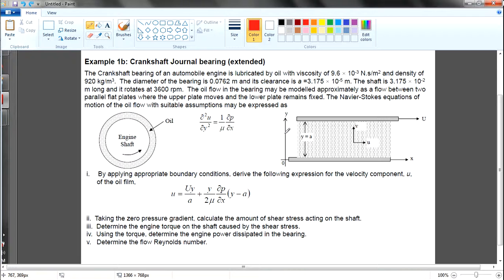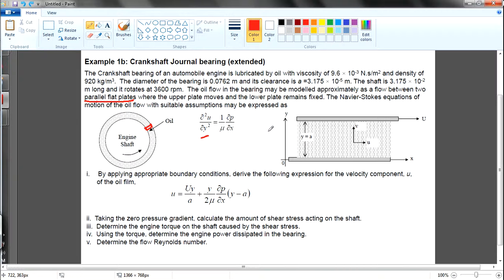So what do I do now? The shaft is this amount of length, and it rotates at a certain speed. And then the oil flow in the bearing may be modeled as flow between two parallel plates. If you don't understand why, if you are looking at a very small infinitesimal piece, it's really parallel. It's a very small piece, so it should be parallel. This is why it's represented over here.